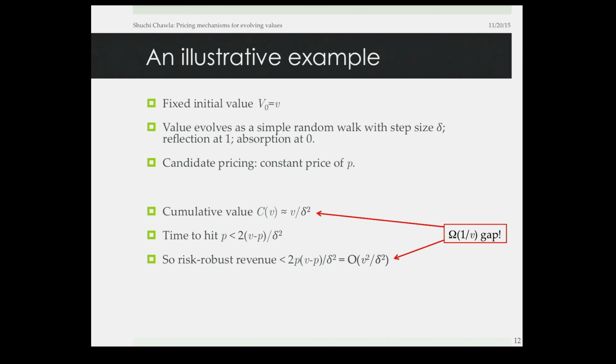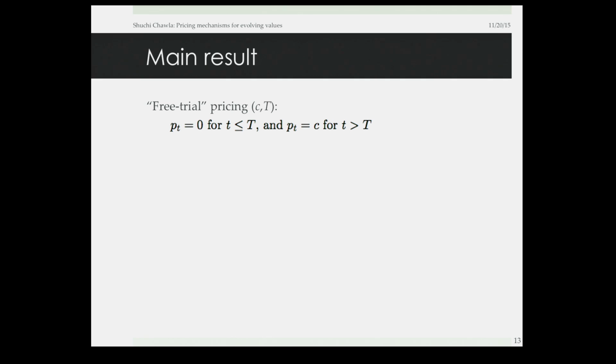So what this example shows is that even for a simple random walk, if your solution is just a constant price, then you cannot hope to achieve the kind of theorem that I want to achieve. So what can we do then? We're going to show that you don't need to make things too much more complicated beyond just a single price.